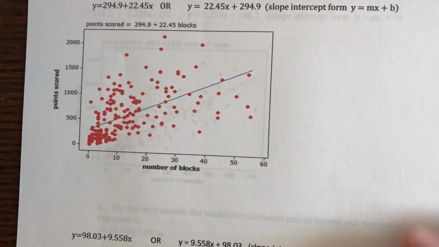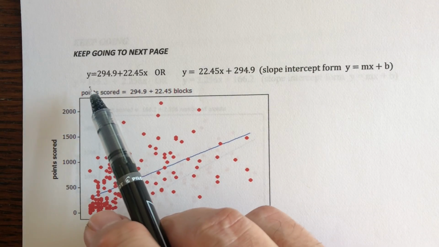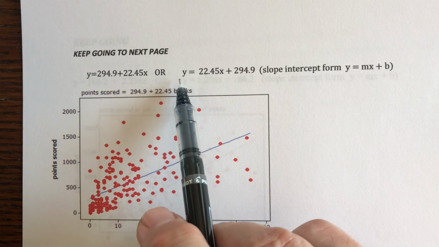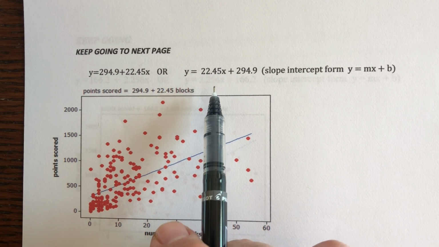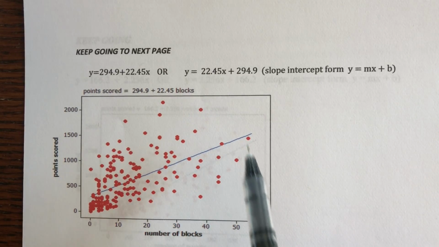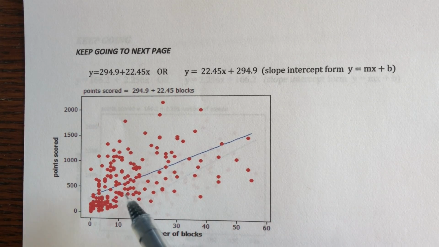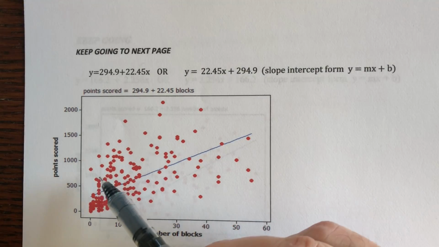Now the next one, at the top you see the equation. It says y equals 294.9 plus 22.45x. I rewrote this with the x variable first because that's usually how we see it in slope-intercept form. It's the same idea. You go to the x-axis and see what it's representing. It's number of blocks, and the y-axis again is points scored. If you pick a number of blocks the player had in that season, let's say 30, you sub 30 into the equation for x, then multiply and add those together to find the number of points scored.